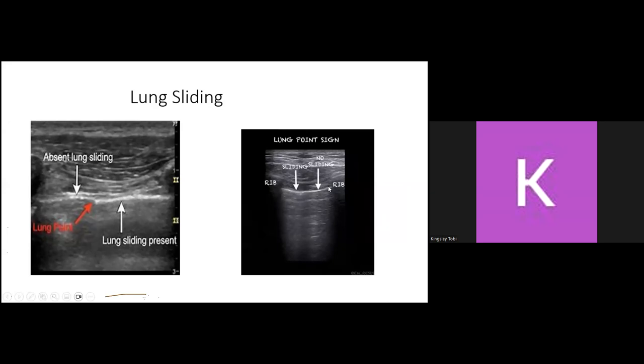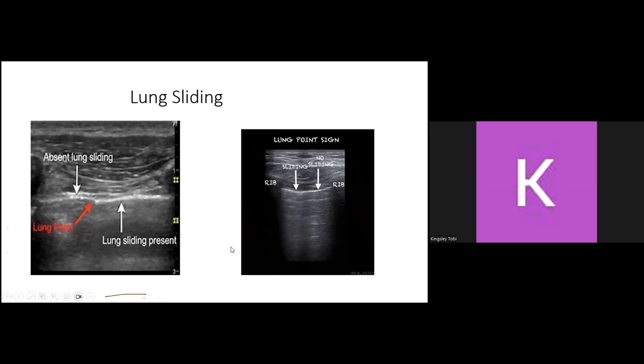So my young doctors here, we call it marching ants. They're like marching ants. It's moving, it's shimmering with inspiration and expiration. The presence of lung sliding shows a normal lung.